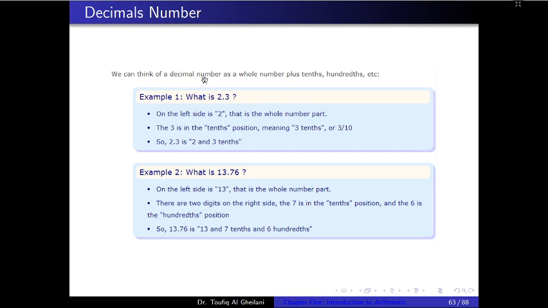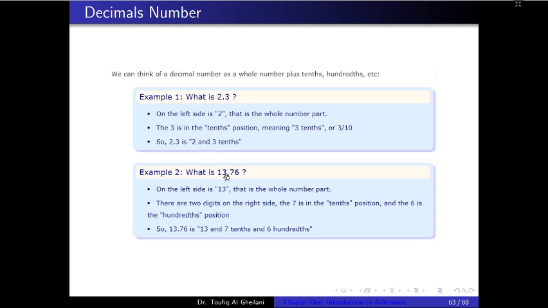We can think of a decimal number as a whole number plus tenths or hundredths and so on. For example, what is 2.3? On the left side is 2, that's the whole number part. The 3 is in the tenths position, meaning 3/10. So 2.3 is 2 and 3/10.